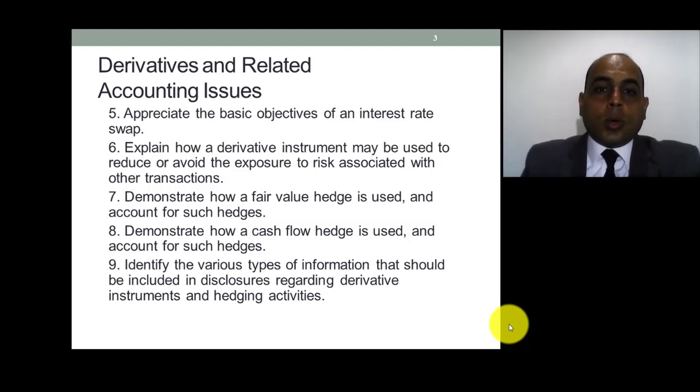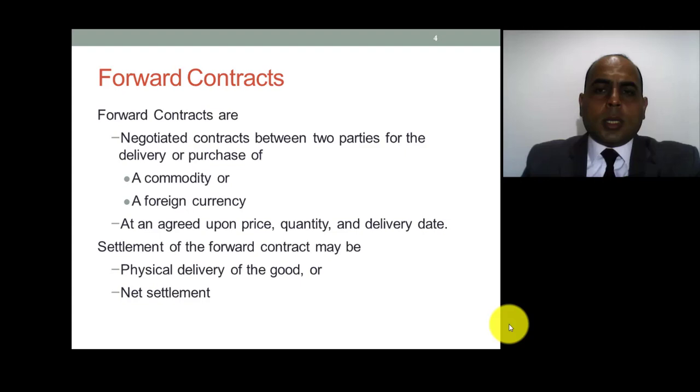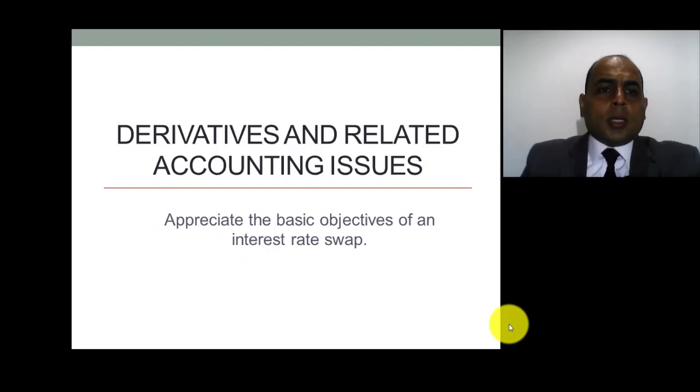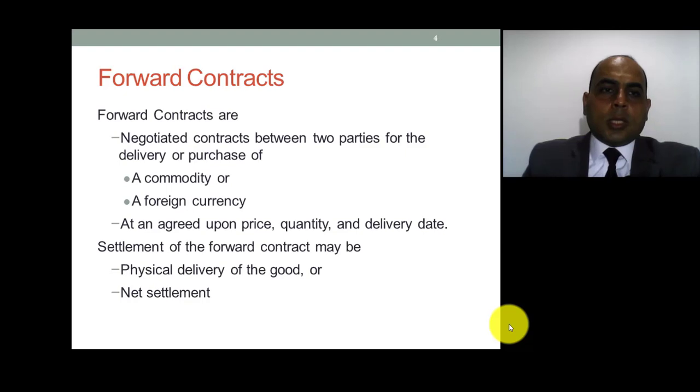Let us start with interest rate swap. What's an interest rate swap? We can say it's a type of forward contract. As we discussed in previous videos, a forward contract is a negotiated contract. We use it to protect us against the fluctuation of commodity prices or foreign currency prices. This is in general what a forward contract is.